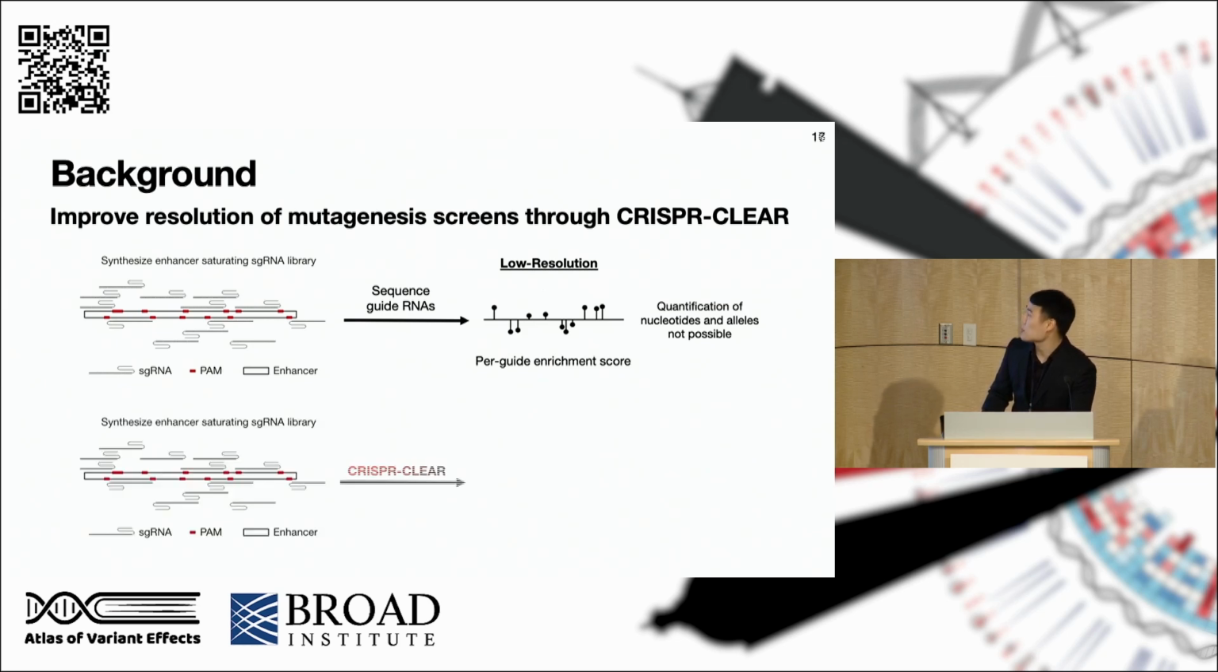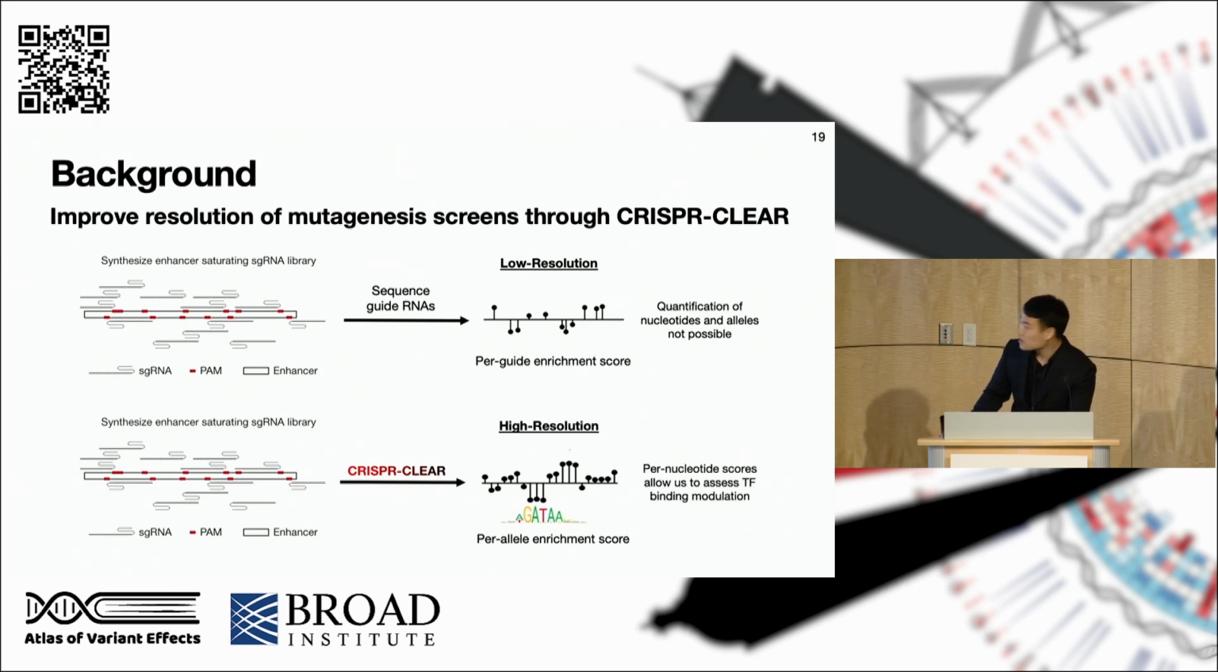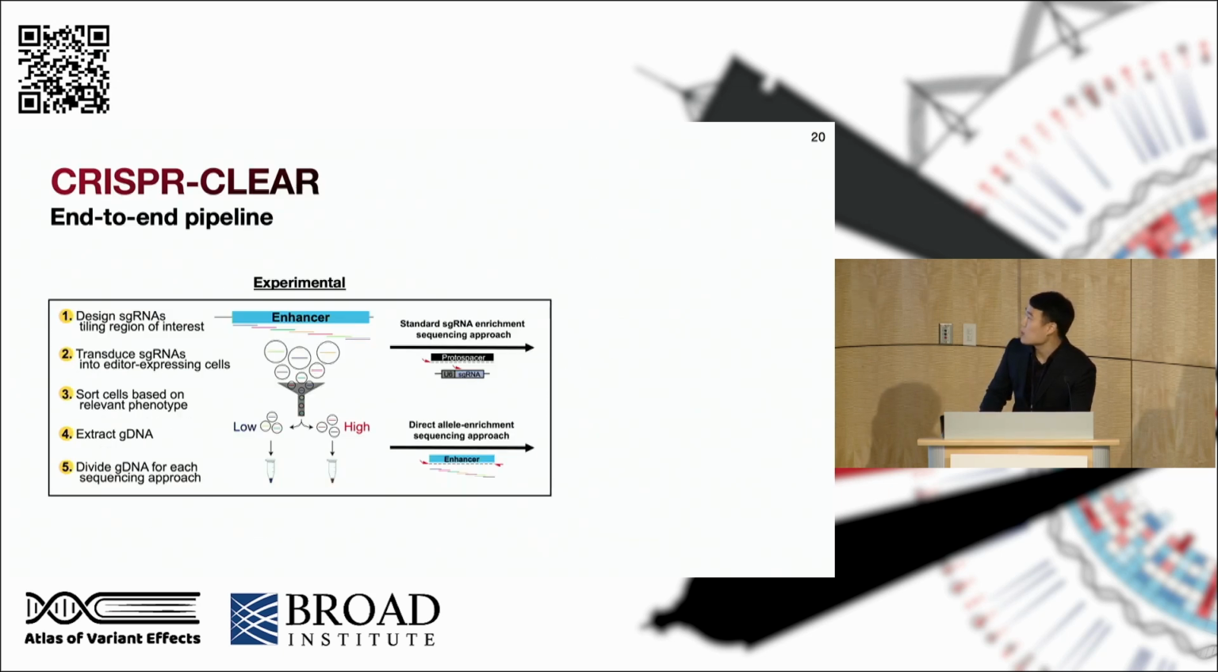Through our approach, CRISPR-Clear, we aim to obtain a higher resolution per-allele enrichment score by directly sequencing the perturbed allele, which allows us to perform per-nucleotide modeling and ultimately assess transcription factor binding modulation. I'll now begin to describe our approach in detail.